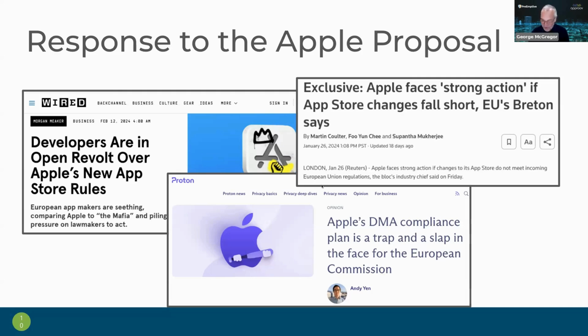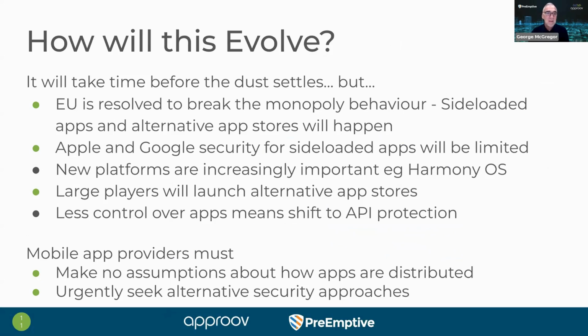All right, so moving on. Let's go back to the presentation here. And how will this evolve? Well, I think it will take some time for the dust to settle here. It's going to take years, in fact. But it's pretty clear that the EU is resolved to break the monopoly behavior of the large players. And sideloaded apps and alternative app stores are going to happen no matter what happens. And this is going to be a worldwide trend.